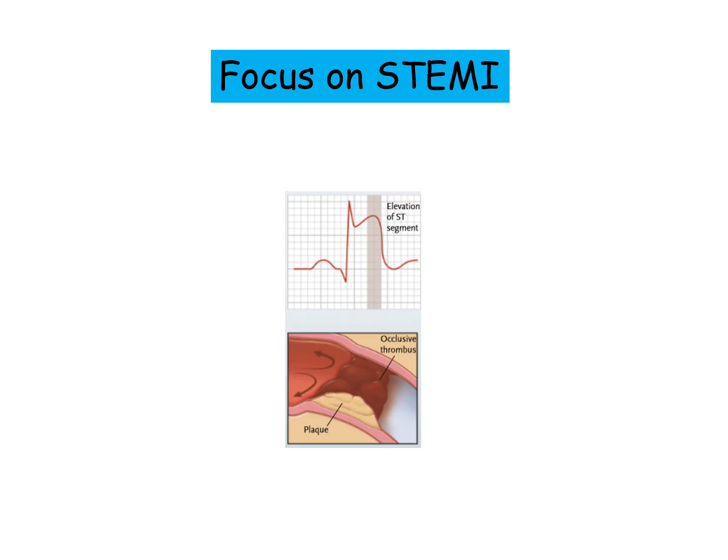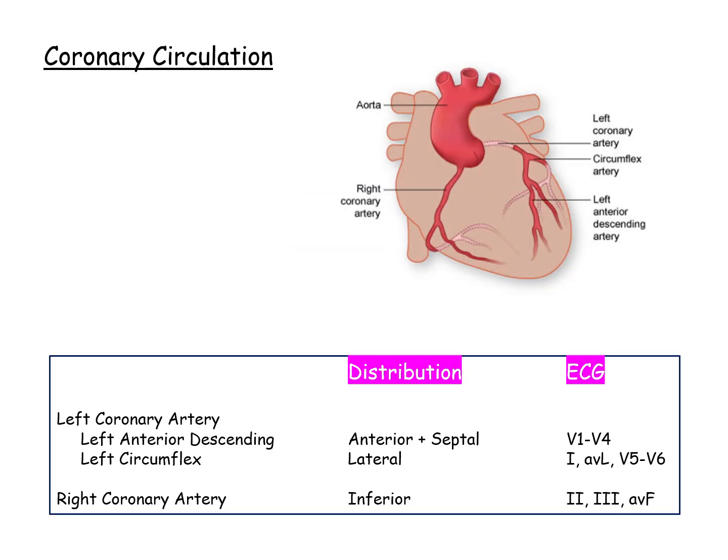For the next part of this lecture, we will focus on the management of ST elevation myocardial infarction, which has been the subject of extensive research and developments over the past 2 decades. Let's first briefly review the coronary circulation. The heart receives its blood supply from 2 arteries, the right coronary artery and the left coronary artery. The left coronary artery starts as a short, large segment, which then bifurcates into 2 large arteries, the left anterior descending and the left circumflex.